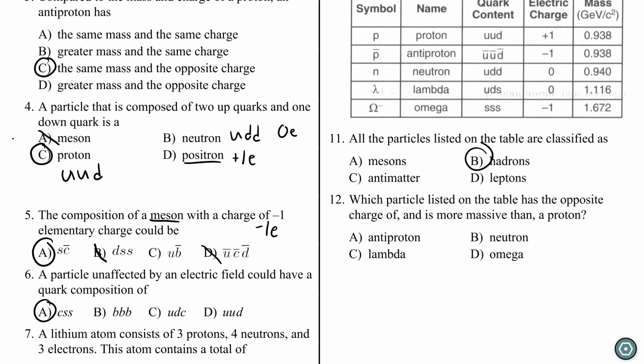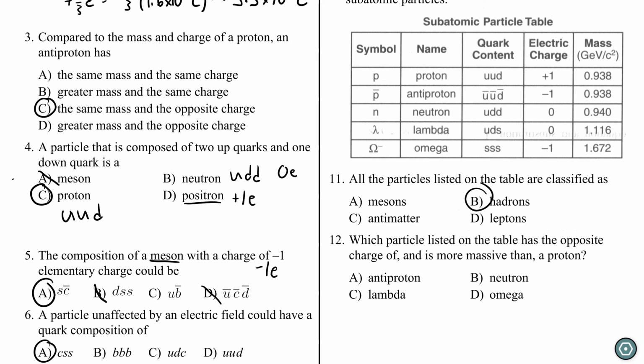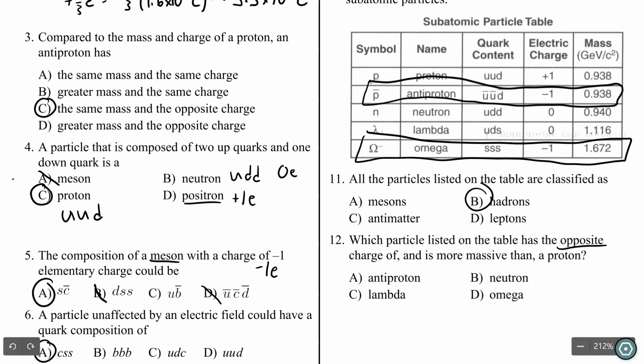And number 12 says, which particle listed on the table has the opposite charge of and is more massive than a proton? Ooh, nice. So we're looking for 2 things. We're looking at the charge. We want the opposite charge of a proton, and we want something that's more massive than a proton. So obviously the proton's charge is positive 1e. We're looking for something that's opposite of positive 1e. So far we're looking at an antiproton and omega. Okay, so which one of those? The other thing we wanted was for it to be more massive.